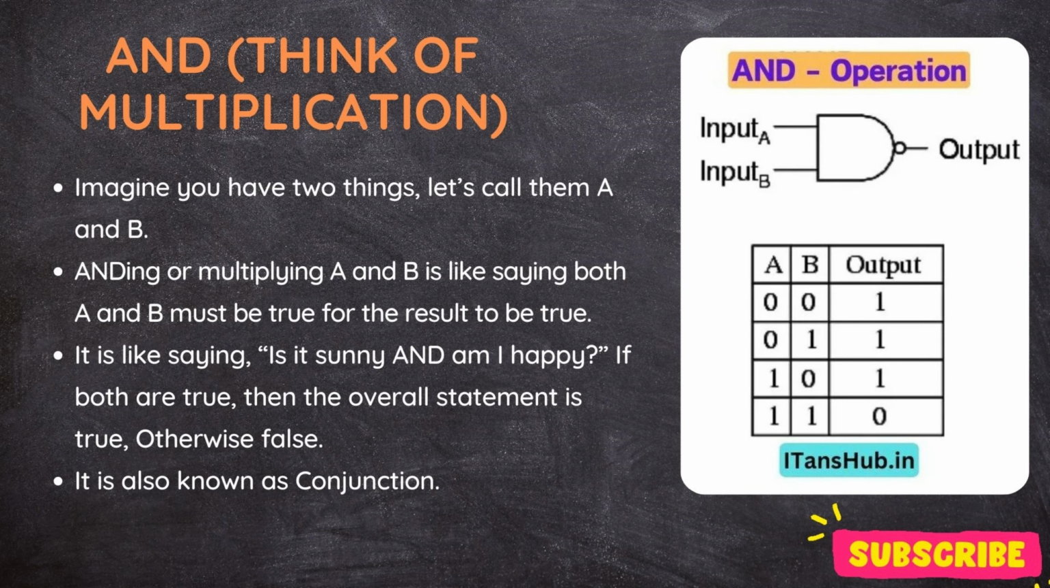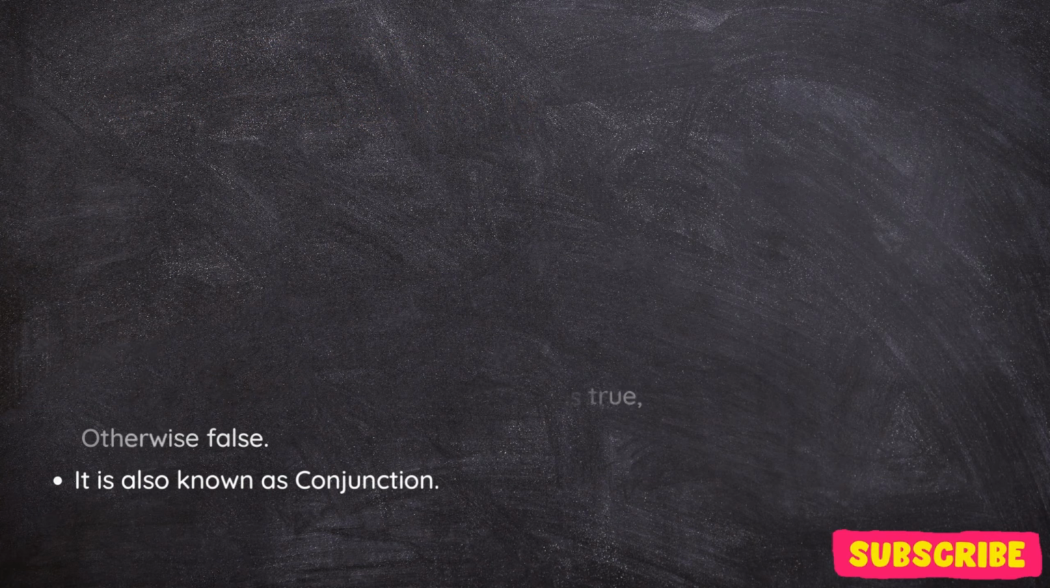AND, think of multiplication. Imagine you have two things, let's call them A and B. ANDing or multiplying A and B is like saying A and B must both be true for the result to be true. It is like saying, is it sunny and am I happy? If both are true, then the overall statement is true, otherwise false. It is also known as conjunction.